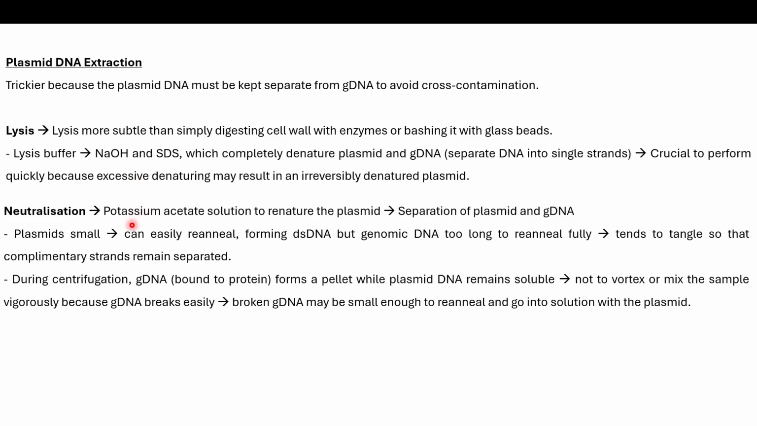Then comes neutralization, where potassium acetate is added so as to renature the plasmid. This is a crucial step, where the plasmid DNA, which is very small compared to the genomic or chromosomal DNA, has the advantage of reannealing quickly due to its small size. So plasmids can easily reanneal and form double-stranded DNA, but genomic DNA, being really long, takes a lot of time to reanneal fully and tends to tangle, so the complementary strands remain separated.